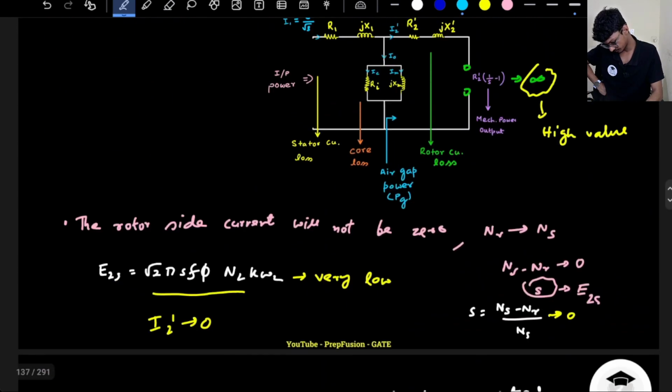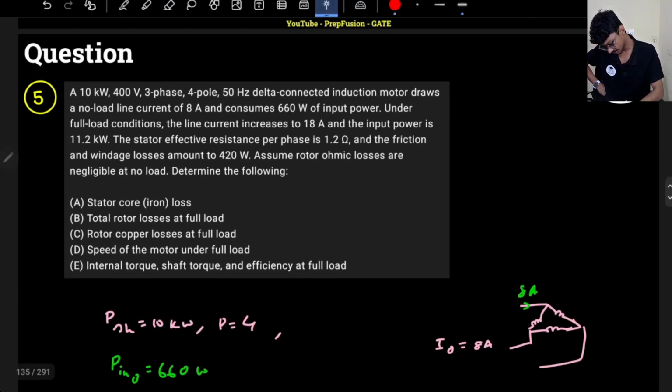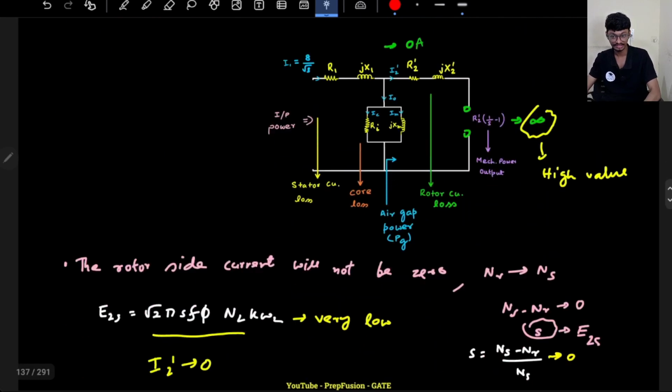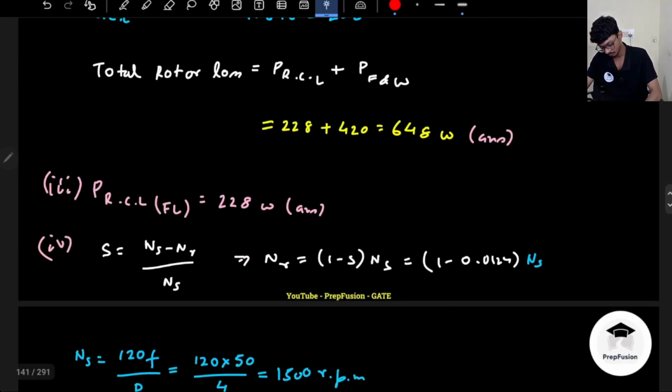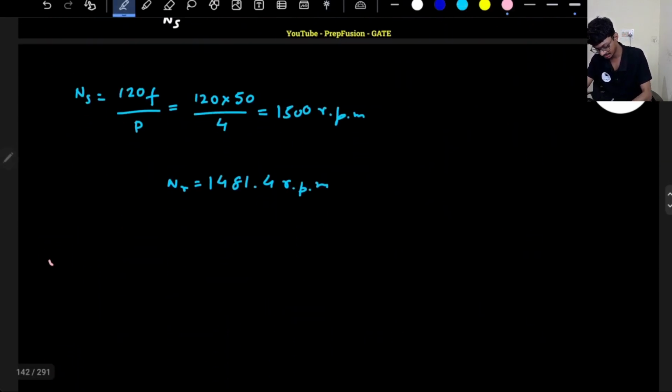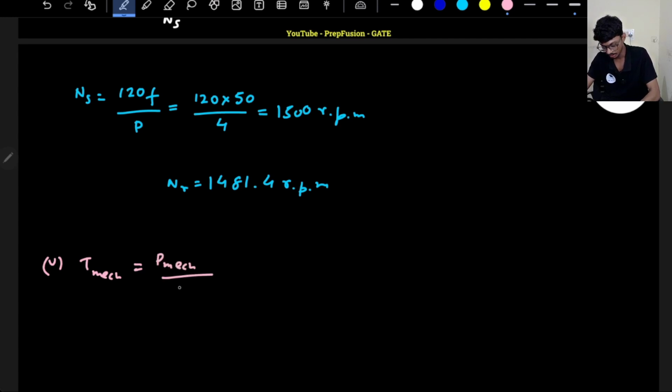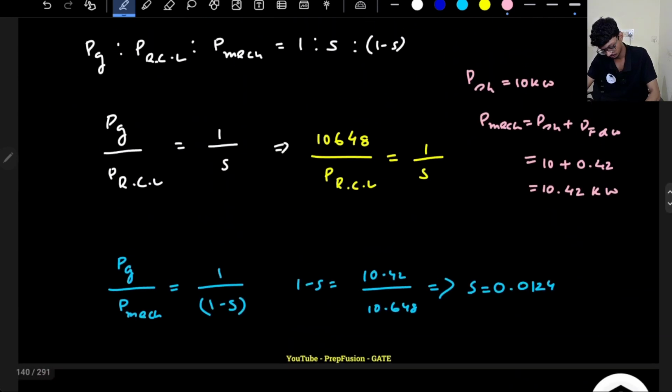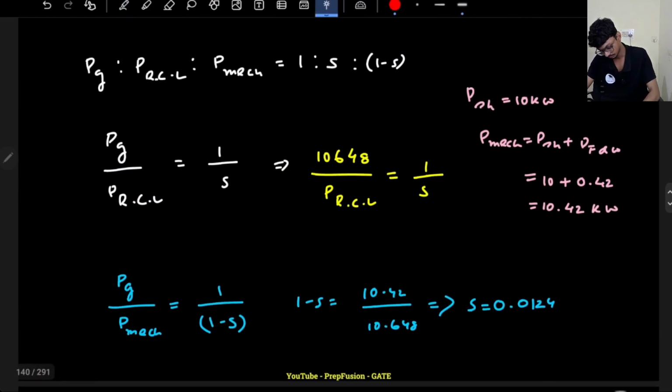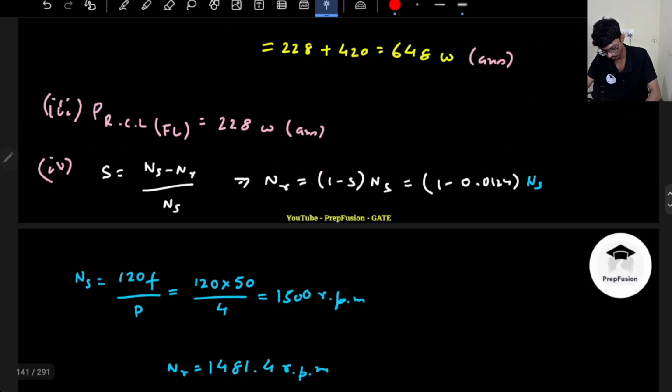Now next, the last one, I guess, is the internal torque, shaft torque and efficiency at full load. So internal torque basically means the developed torque of the motor. They are asking for the T mechanical developed torque, excluding the friction and windage loss. So T mechanical is the internal torque, that is equal to P mechanical upon the speed omega r. What is P mechanical? P mechanical is this one, 10.42 kilowatts.